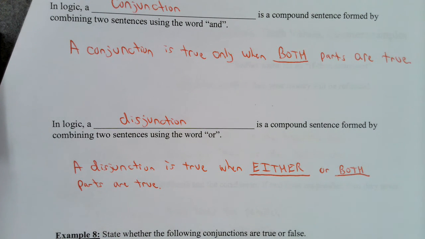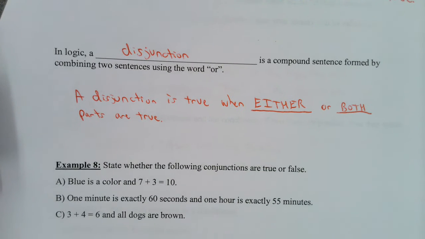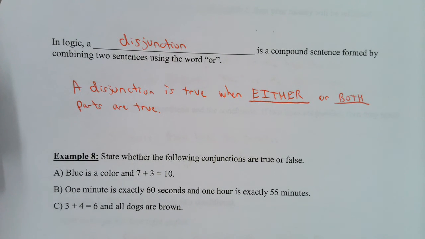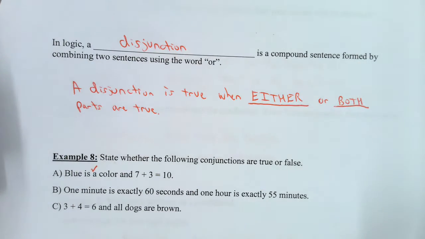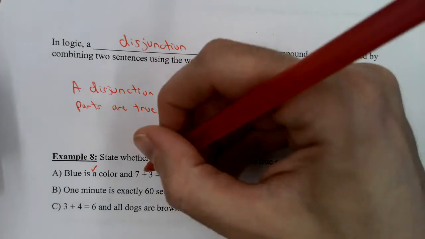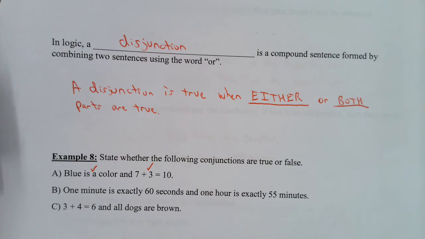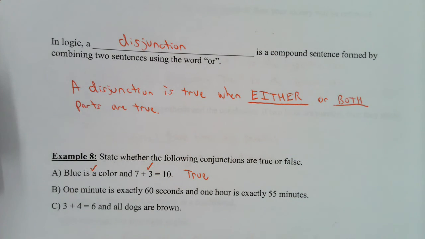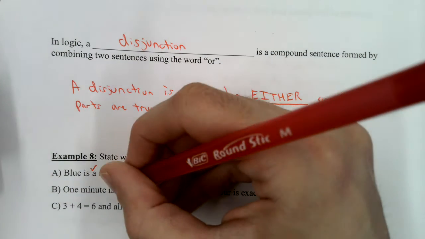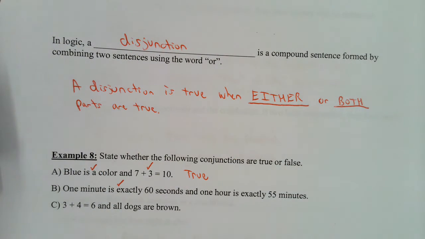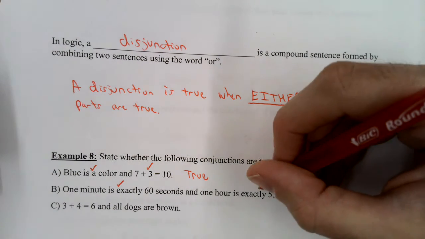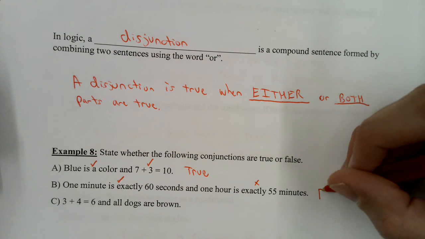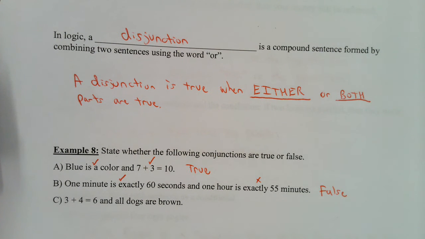Okay, so 2 more examples. Example 8 is about conjunctions. State whether the following conjunctions are true or false. Okay, part A, blue is a color. That's true. Okay, and 7 plus 3 equals 10. That's true. Both parts are true, so it means the conjunction is true. Part B, 1 minute is exactly 60 seconds. That's true. And 1 hour is exactly 55 minutes. That is not true. So the first part was true, the second part was false. So it means the conjunction is false. They have to both be true for it to be true.